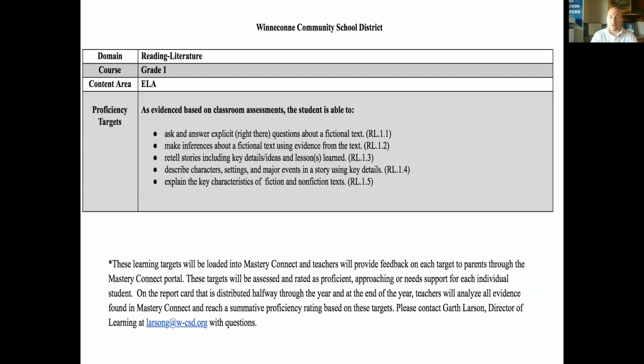The one thing I want to clarify as you're looking through these documents is that the number to the right of the document is not a standard, that is an internal numbering system. So what you would see under "ask and answer explicit questions about a fictional text" stands for reading literature grade 1 target 1, reading literature grade 1 target 2. These 5 targets are our focal point around literature in grade 1, making sure that every single kid gets them and that we put the right measures in place. This is also what we provide feedback to our parents on.